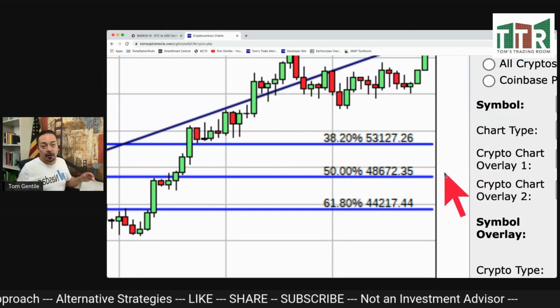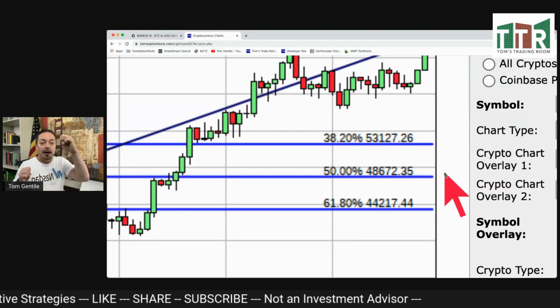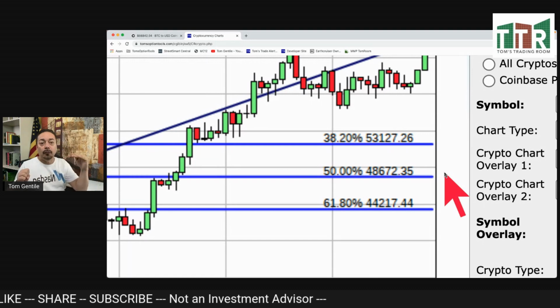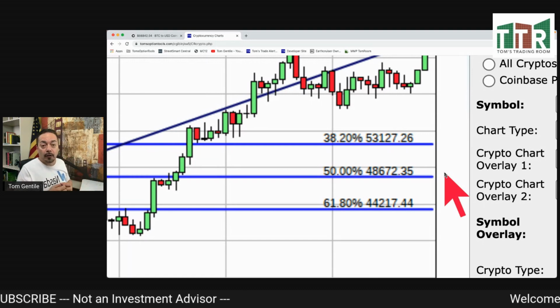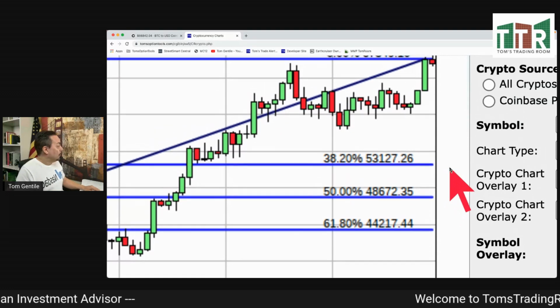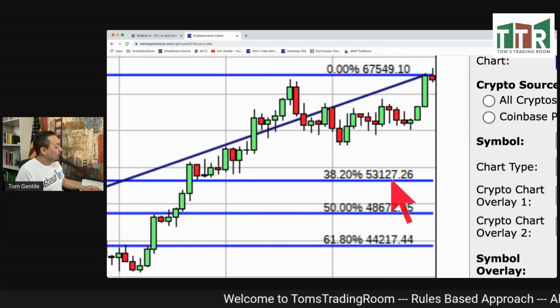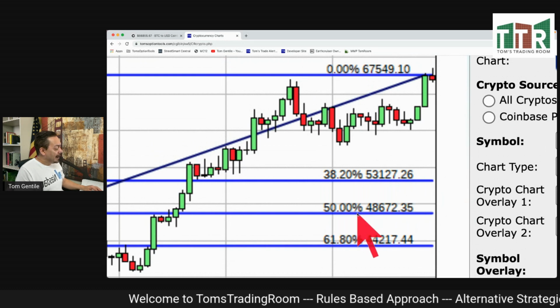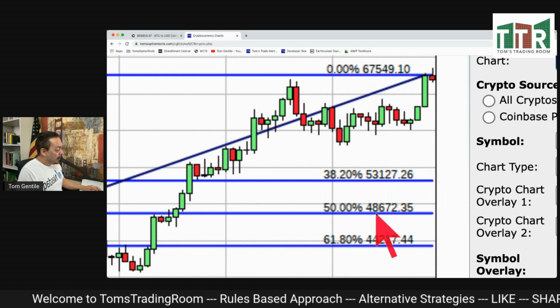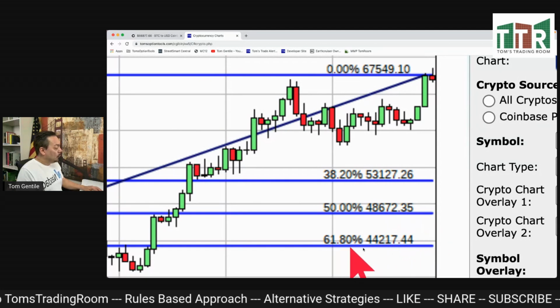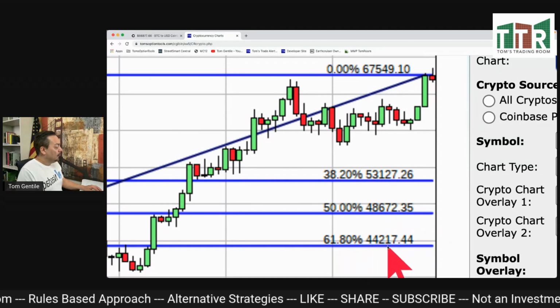Now, Fibonacci retracements are when you go from a low to a high, how far back do we pull before we start to hit what we call support points? The first support point I see is the 38% support, and that's 53,127. 50% down from the recent run-up will take us to 48,672, and 61% takes us to 44,217.